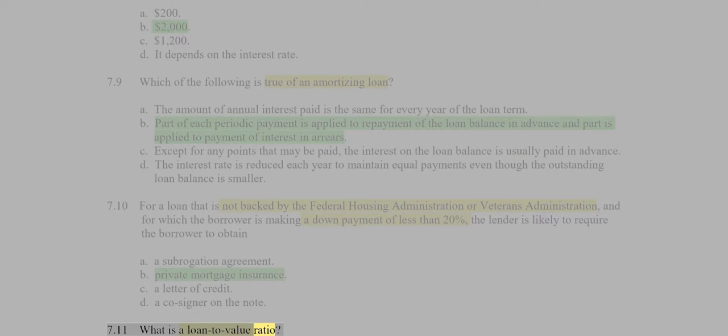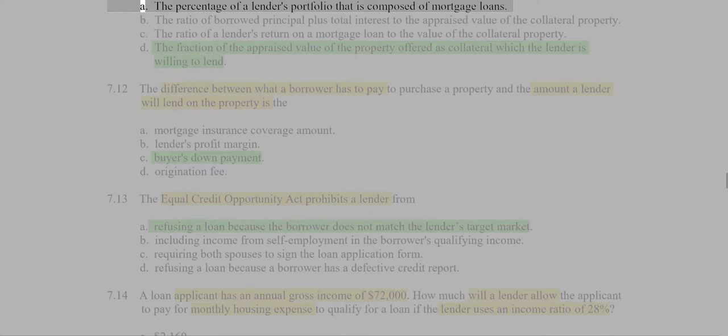7.11. What is a loan-to-value ratio? A. The percentage of a lender's portfolio that is composed of mortgage loans. B. The ratio of borrowed principal plus total interest to the appraised value of the collateral property. C. The ratio of a lender's return on a mortgage loan to the value of the collateral property. D. The fraction of the appraised value of the property offered as collateral which the lender is willing to lend.